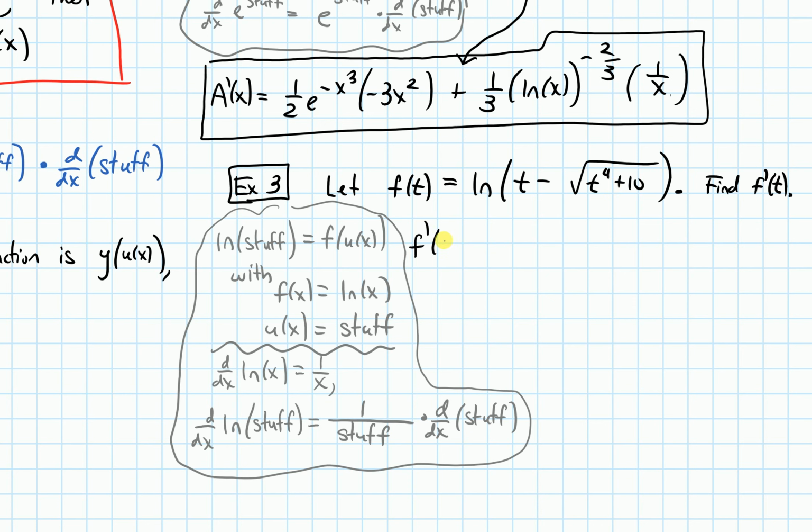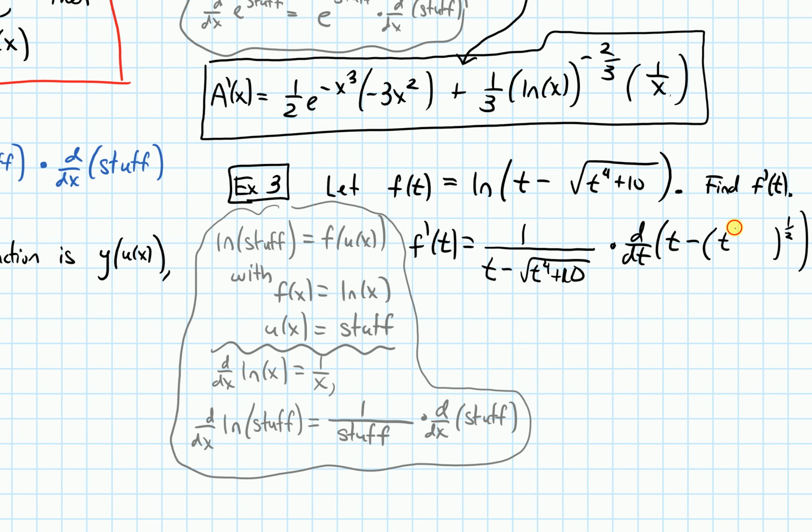So f prime of t here is going to be, so my outside function is the ln. So I do 1 over the stuff inside, 1 over t minus square root of t to the 4th plus 10. And then multiply that by the derivative of the inside. So multiply by the derivative of t minus, and then to take the derivative of this square root term, it's going to be helpful to write it as a power. So 1/2 power, and what's inside of it is t to the 4th plus 10. Okay, so what's left for us to do is figure out the derivative of t minus t to the 4th plus 10 being raised to the 1/2 power.